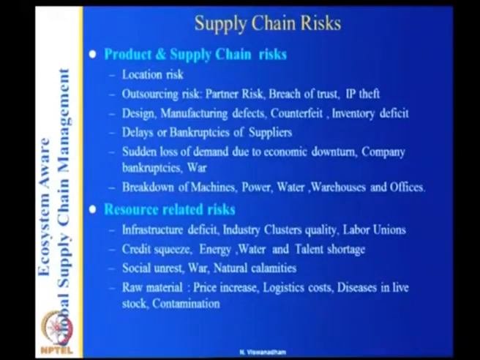the resource-related risk. There, of course, the more important thing is the raw materials, mines and other raw materials. There is the price increase. For example, oil has increased to something like $150 a barrel some time ago, and it came down to $40 later. And there is also an increase in the logistics costs. Logistics costs can increase because of the increase in the price of the trucks, their taxes, and other kinds of things. Then there are diseases in livestock.